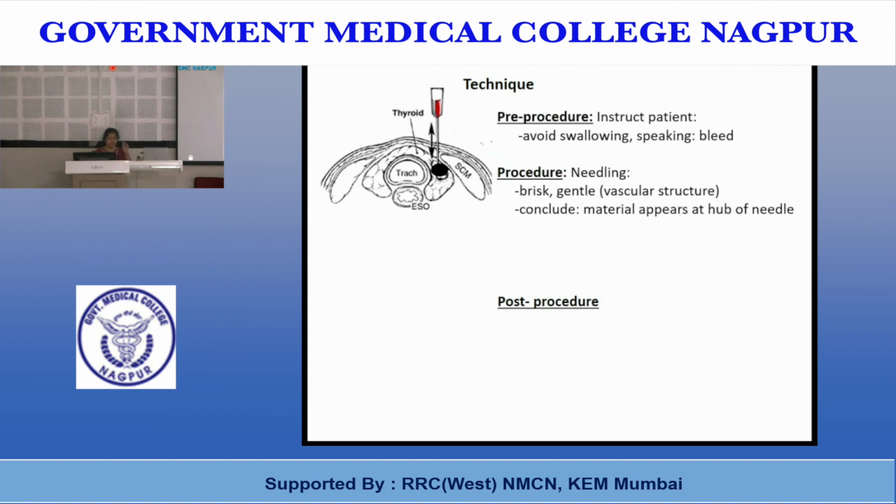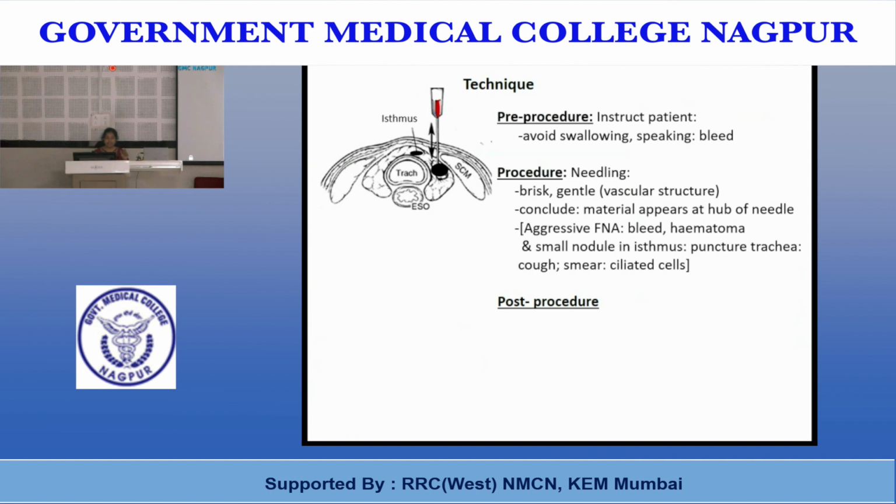During the procedure, the needling process should be as brisk as possible and as gentle as you can, because being a vascular structure, if you do it very roughly, it will bleed. As soon as material appears in the hub of the needle, stop the process. And if you do aggressive FNA, there may be bleeding and hematoma formation.